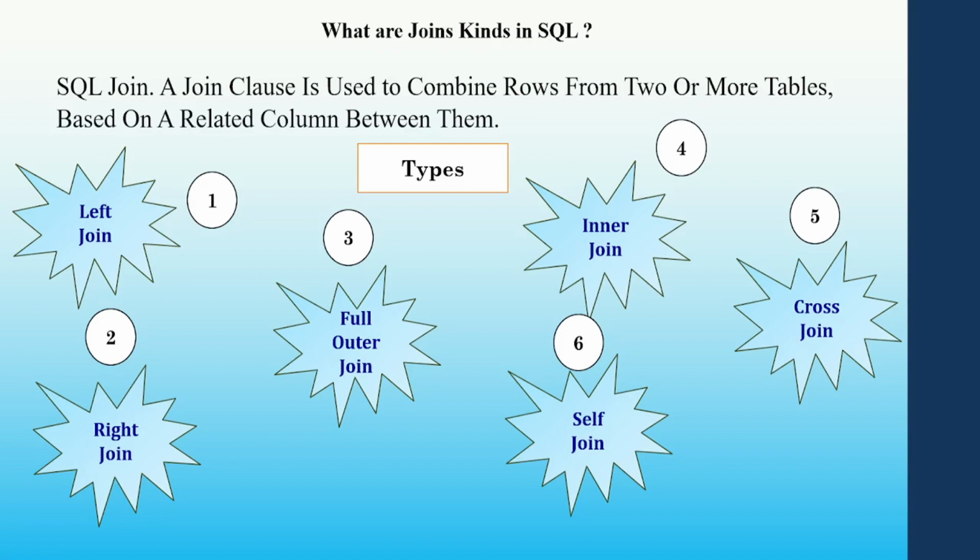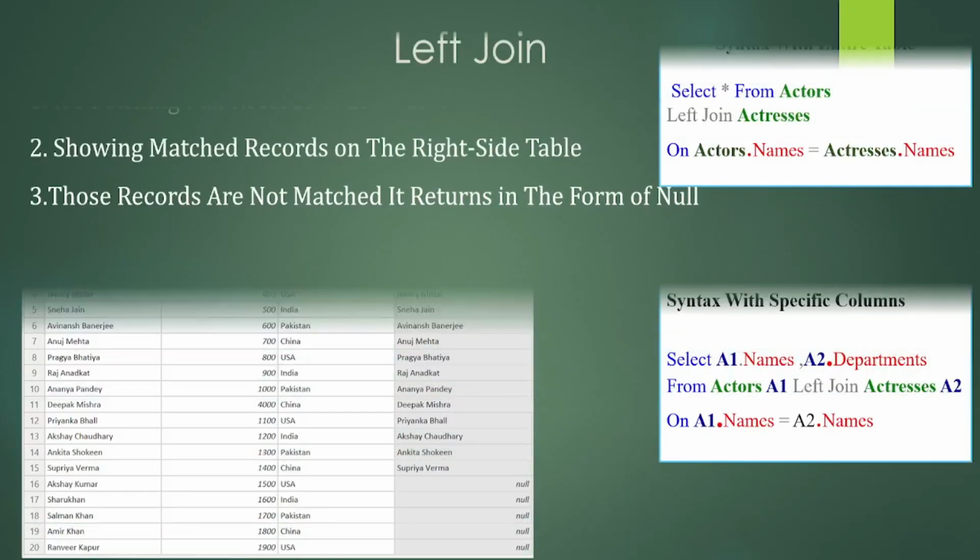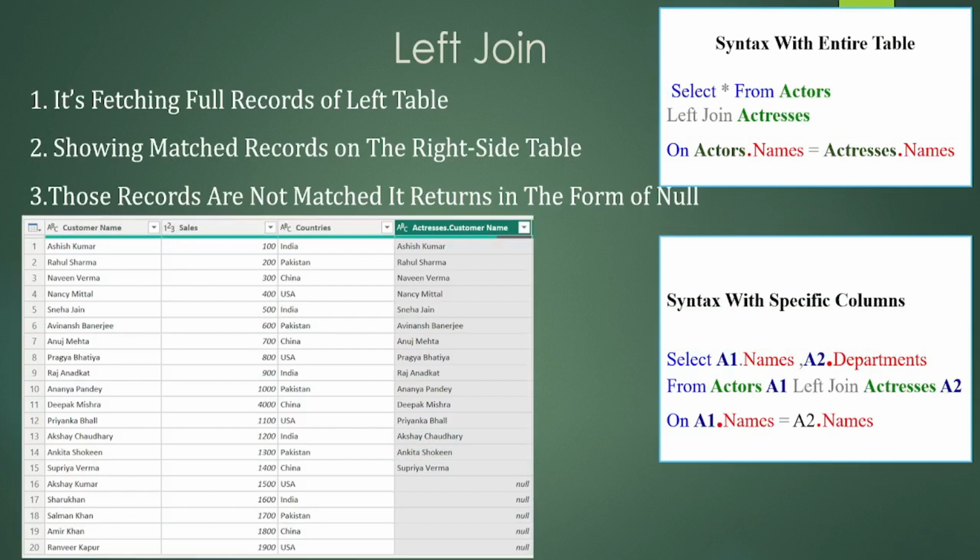So let's first understand what a left join is. A left join fetches the full records of the left table and shows the matching records from the right side table. And the records that are not matched are returned as null. Here you can see I have applied a left join in Power BI, and we have already covered that join in Power BI. But to apply the same left join in SQL, we need to write a query. So before understanding this query, let's apply the same left join in Power Query Editor. So let's move towards the Power Query Editor.